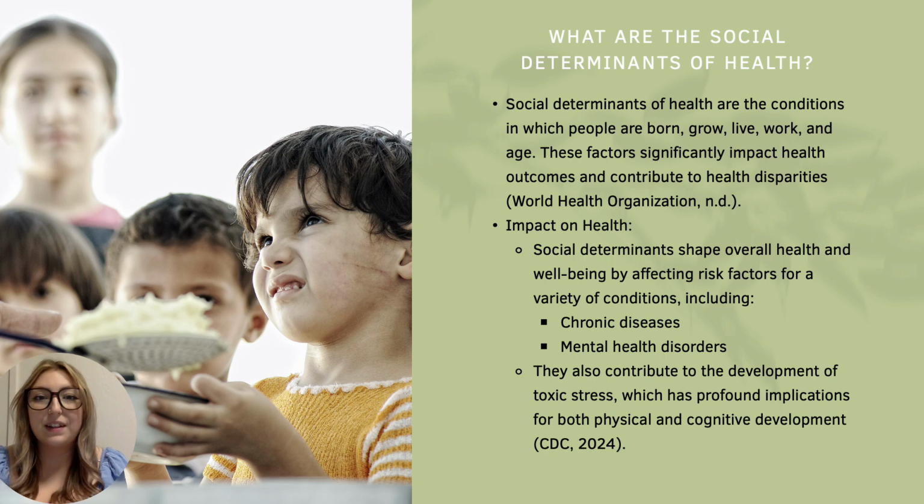Next, we must understand the social determinants of health, which are conditions in which people are born, grow, live, work, and age. These factors significantly impact health outcomes and contribute to health disparities. Social determinants shape overall health and well-being by affecting risks for various conditions, including chronic diseases and mental health disorders. They also contribute to the development of toxic stress, which has profound implications for physical and cognitive development.